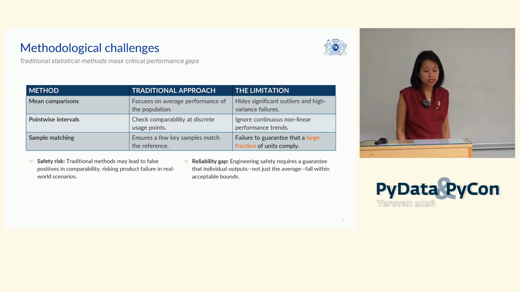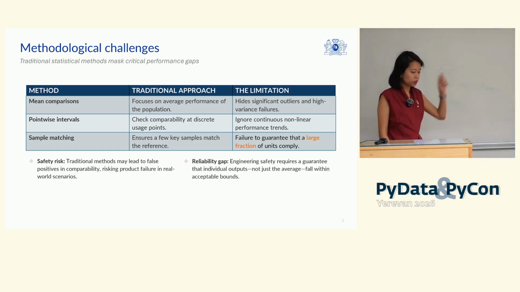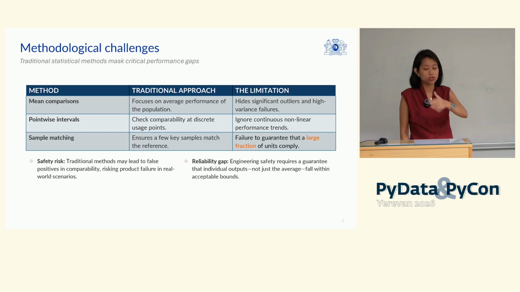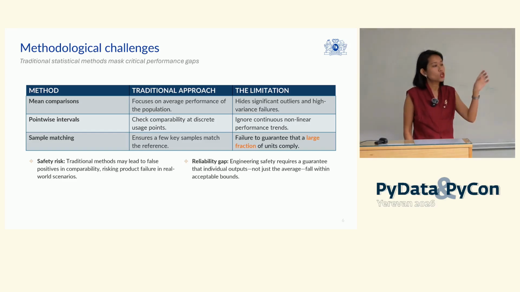The second part is that after we compare means, we normally talk about the intervals around it. So we normally just build point-wise intervals, like let's say you do a measurement 7 times over 7 different usages, you compare it point per point, but this discreteness ignores how, in reality, the pattern looks when we view it in a continuous, nonlinear way.